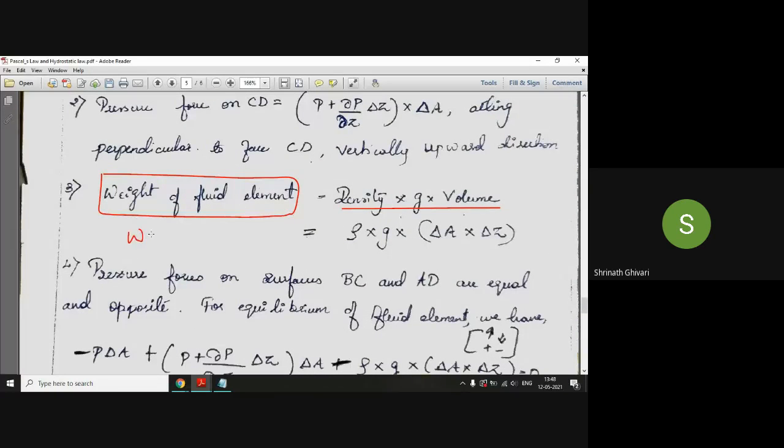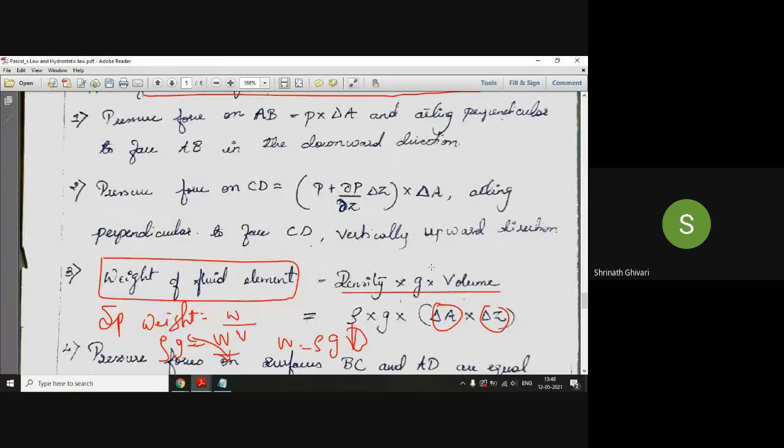Why? Because, as I have told you, specific weight is rho into G, equal to weight by volume, W by V. So if V goes to the other side, W equals rho G V. V is area into height. Delta A is the area, and delta Z is the height of the liquid element. Okay, done.